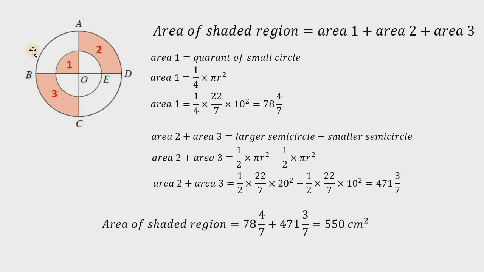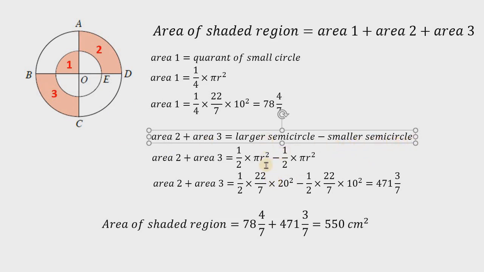Okay, so you see the area is a small sector here. This is a quadrant of the circle, area of quadrant circle, plus the area of number 2. I label number 2 here and number 3 here. So the area of number 2 and number 3 actually is a larger semicircle minus a smaller semicircle.